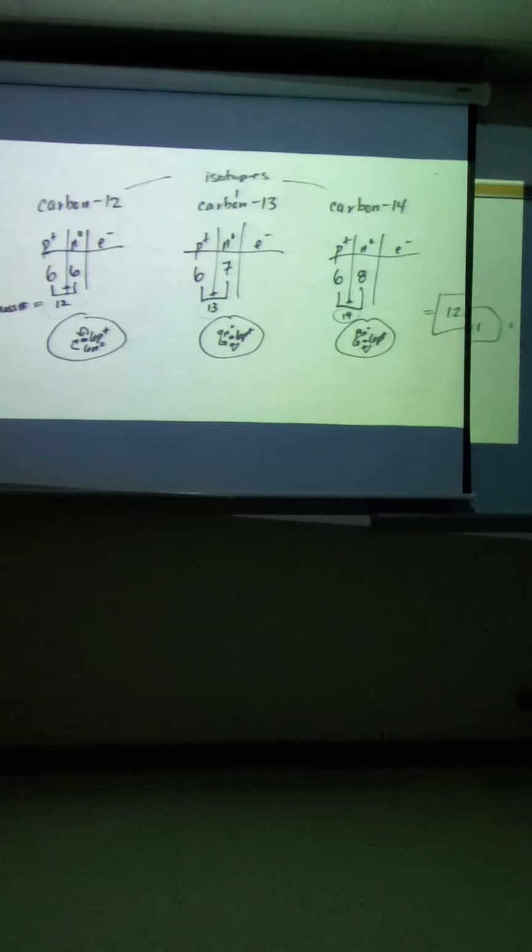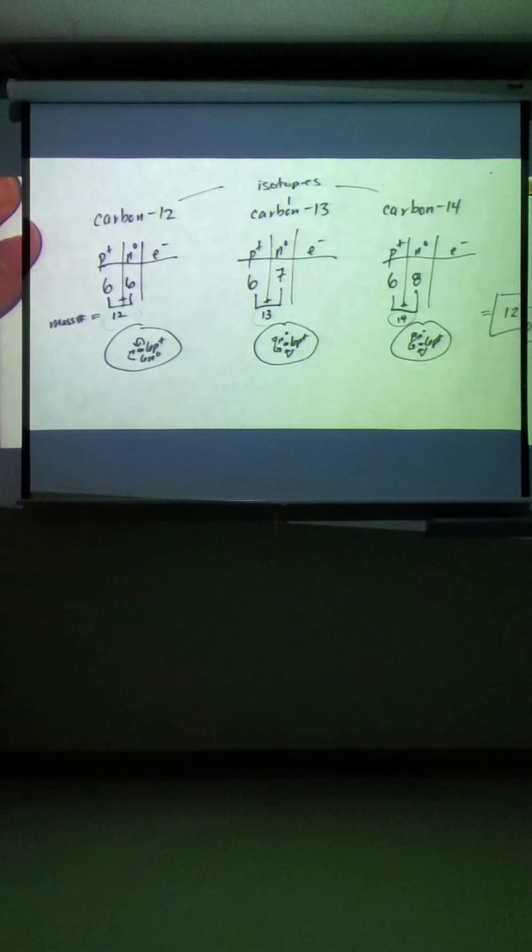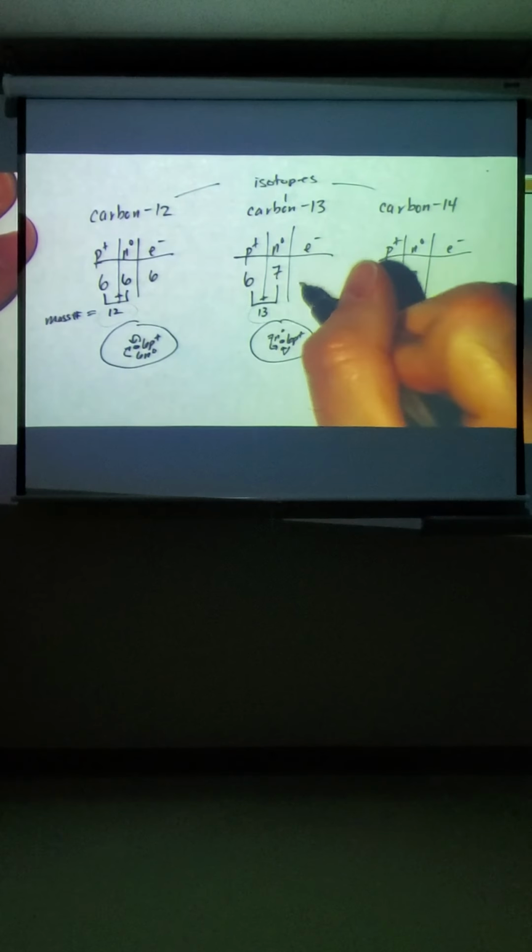Last thing we need is the electrons, but remember, for neutral elements, positives and negatives need to be the same. So if you have 6 positive, you're going to have 6 negative. 6 positive, 6 negative, 6 positive, 6 negative.